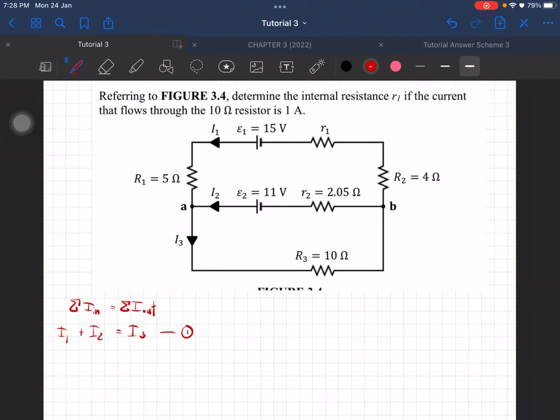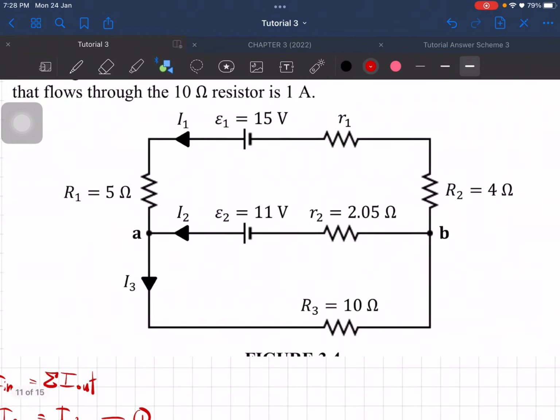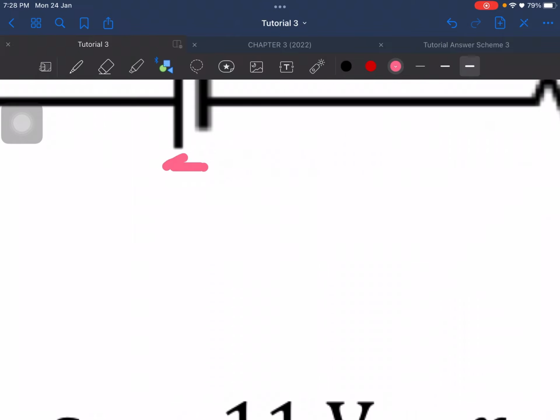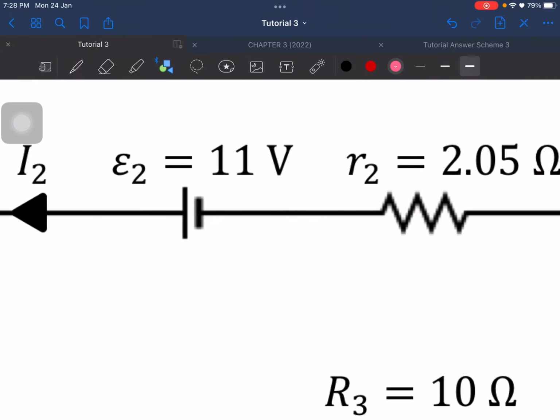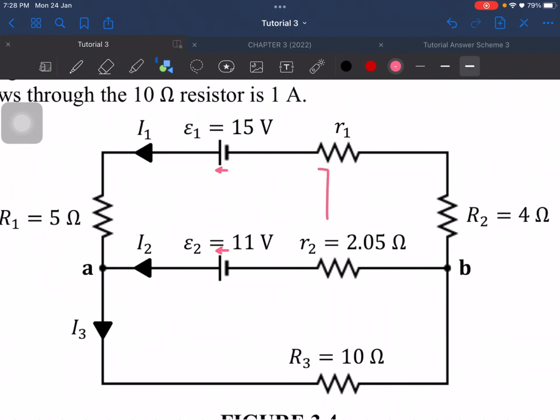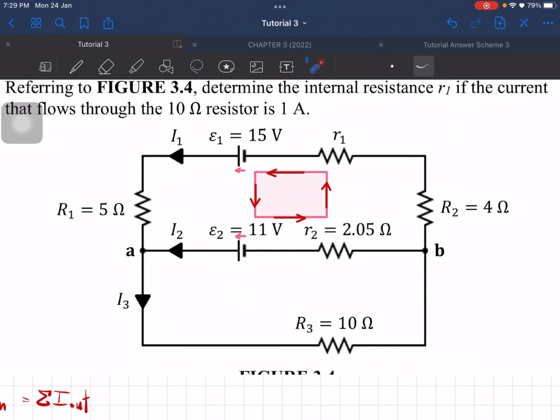And then the second one is we have to determine how many loops there are and designate a direction for the loop. Okay, so firstly I would label the direction of the EMF. The direction of this EMF will be going to the left, and this one is also going to the left. So my direction for the first loop would be anti-clockwise. I designate the direction of this loop to be anti-clockwise because I want the first EMF to be positive, so I follow the direction of the EMF.